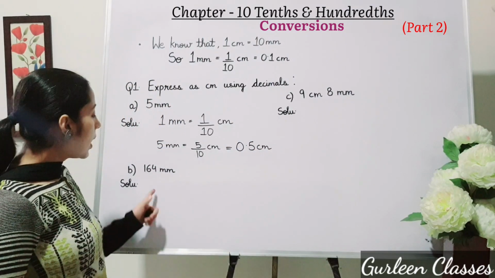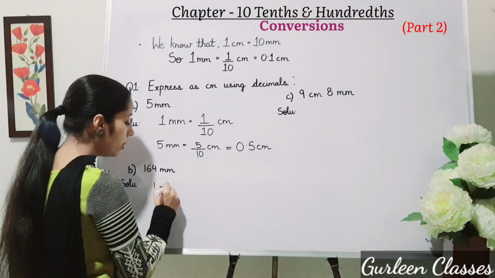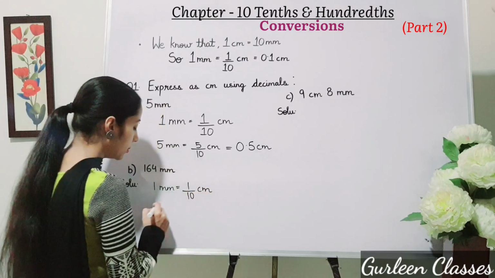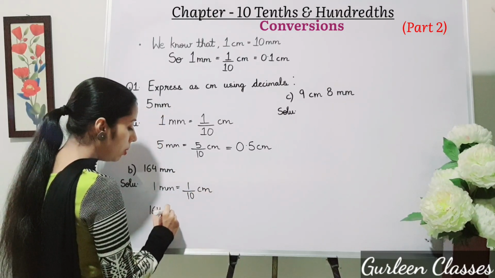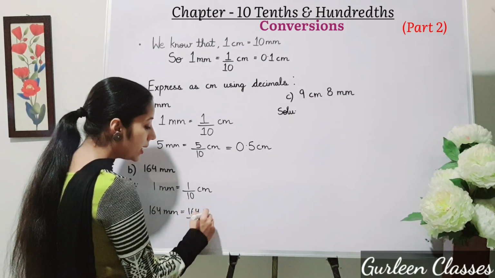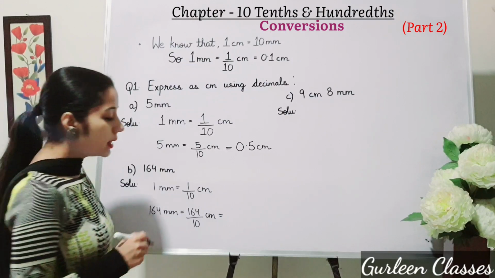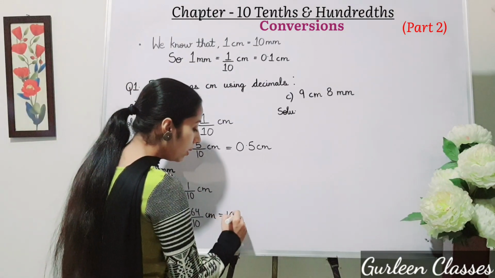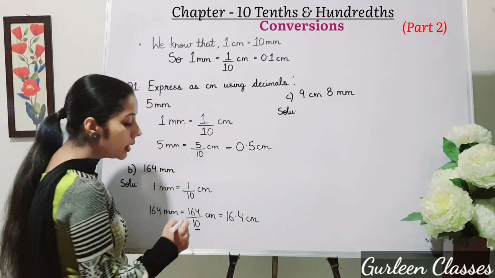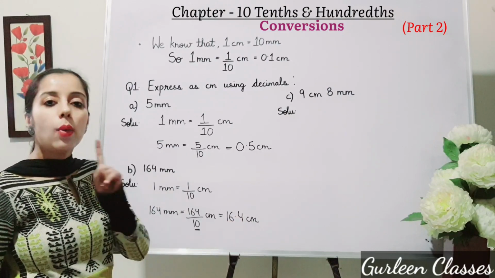B, 164 millimeter. First write the formula. 1 millimeter is equal to 1 upon 10 centimeter. 164 millimeter is equal to 164 divided by 10 centimeter. So before one digit we will place the decimal point. So it will be 16.4 centimeter, because in the denominator only 10 is there, so after the decimal there will be only 1 digit.